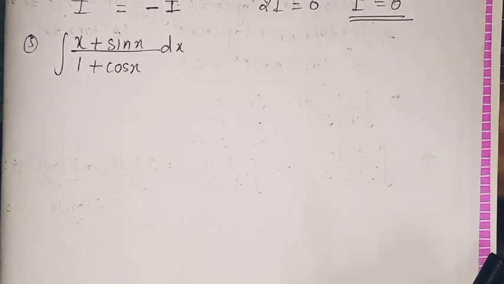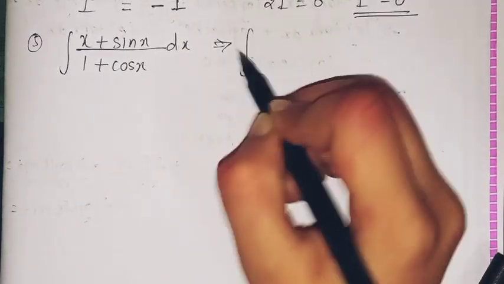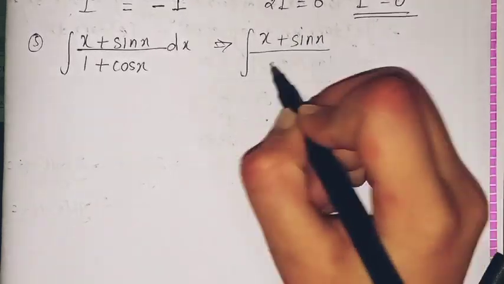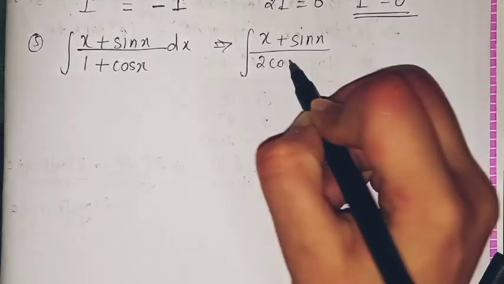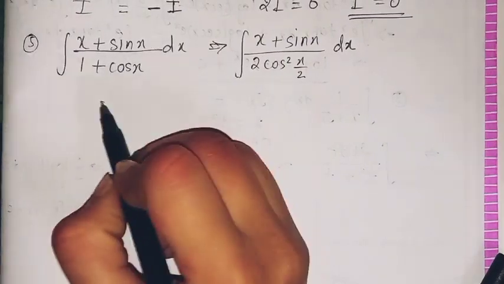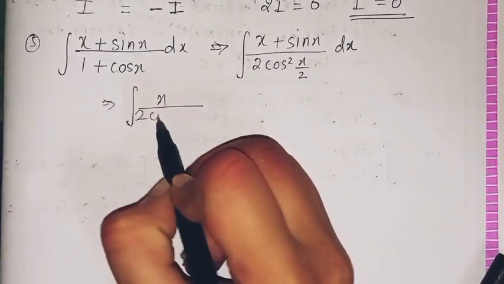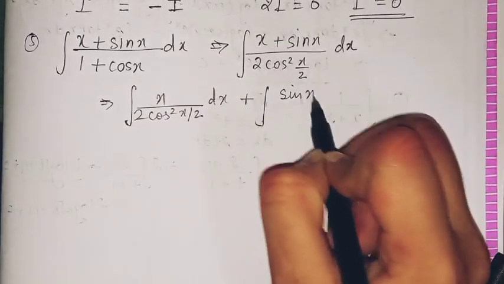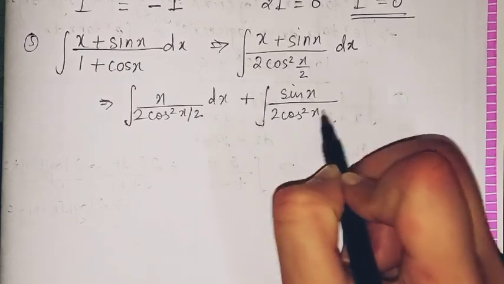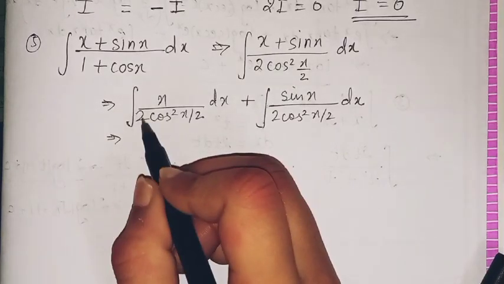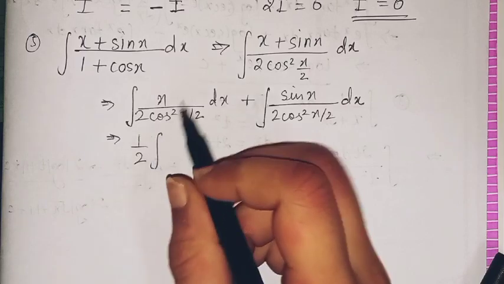Integration of (x plus sin x) divided by (1 plus cos x) dx. What I think is, I'll substitute the value of 1 plus cos x, that is equal to 2 cos square x by 2, the trigonometric formula. This is 2 cos square x by 2 dx. Now I'll split it. Integration of x by 2 cos square x by 2 plus integration of sin x by 2 cos square x by 2 dx. Then the 1 by 2 is out because it's a constant.